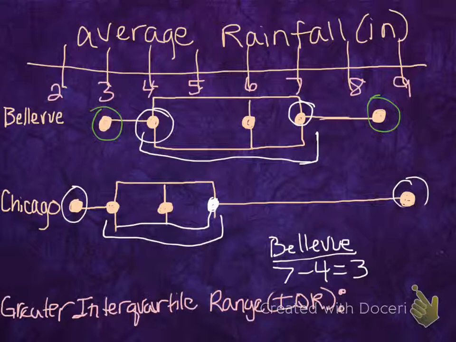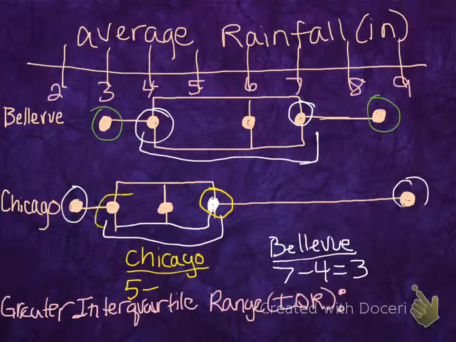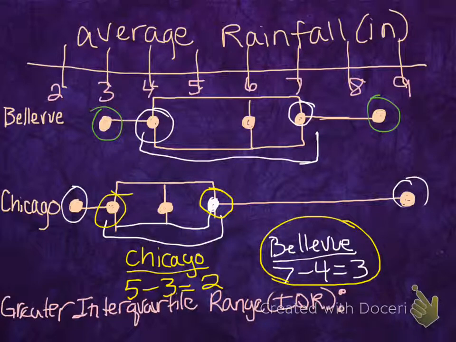If I want to look at Chicago, the same thing. Chicago has a Q3 of about 5 and a Q1 of about 3. So 5 minus 3 gives you 2. So the greater interquartile range is going to be for Bellevue. And if you notice, once again, the bigger box is in Bellevue, and that also had the greater interquartile range. In other words, IQR would be an abbreviation for that. So once again, an easy way to do it without actually calculating it is just find the bigger box. The bigger box will tell you the greater interquartile range.